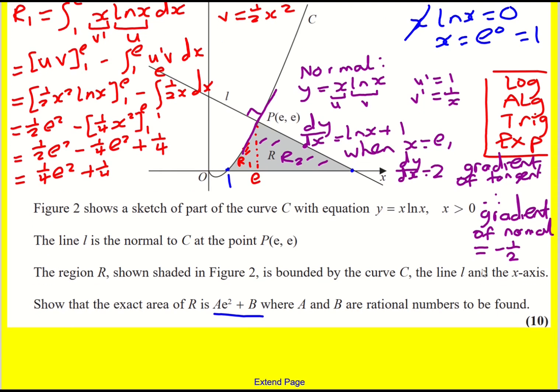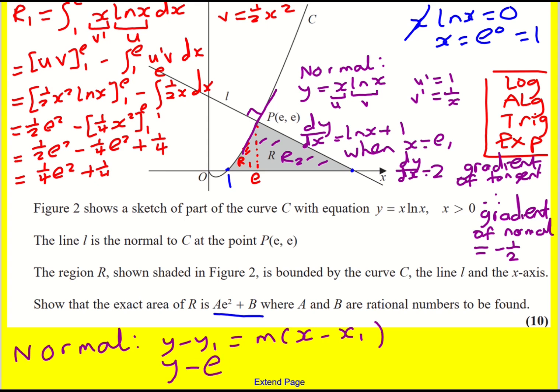So now we can find the equation of the normal. y minus y1 is m times x minus x1. Sorry, m, I'm rushing it now. I would advise this one. You can use y equals mx plus c if you prefer. So y minus e, because remember that's the point that the normal's going through, is equal to minus a half times x minus e.